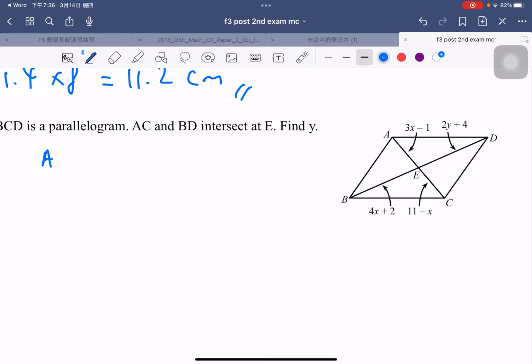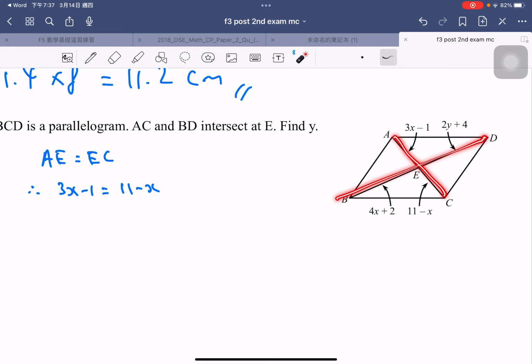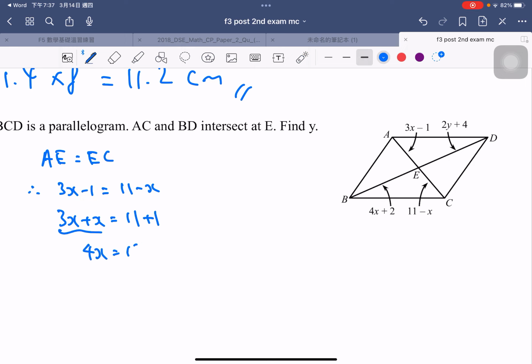So you can write it down. We have AE is equal to EC. So now we have 3x minus 1 is equal to 11 minus x. So I say again, because the diagonals bisect each other, AE is 3x minus 1, EC is equal to 11 minus x. So now we can solve this equation. I don't want this negative x, move it to the left. So it becomes 3x plus x equal to 11. I don't want this negative 1, move it to the right, becomes plus. So 3x plus x gives you 4x equal to 12. So this is 4 times x. I don't want times, so I move it to the right, it becomes divide. So it's equal to 12 divided by 4, giving you 3.